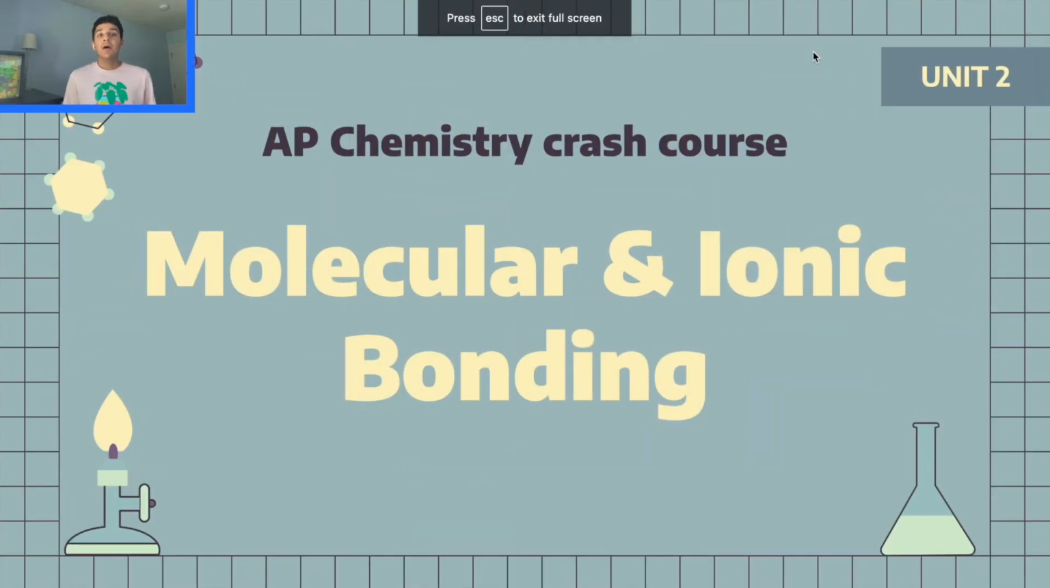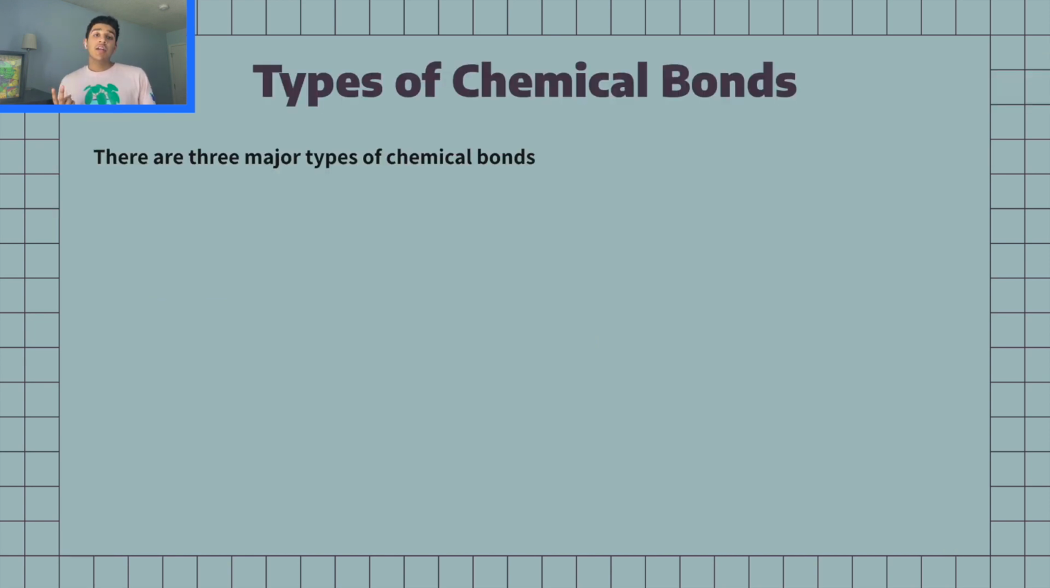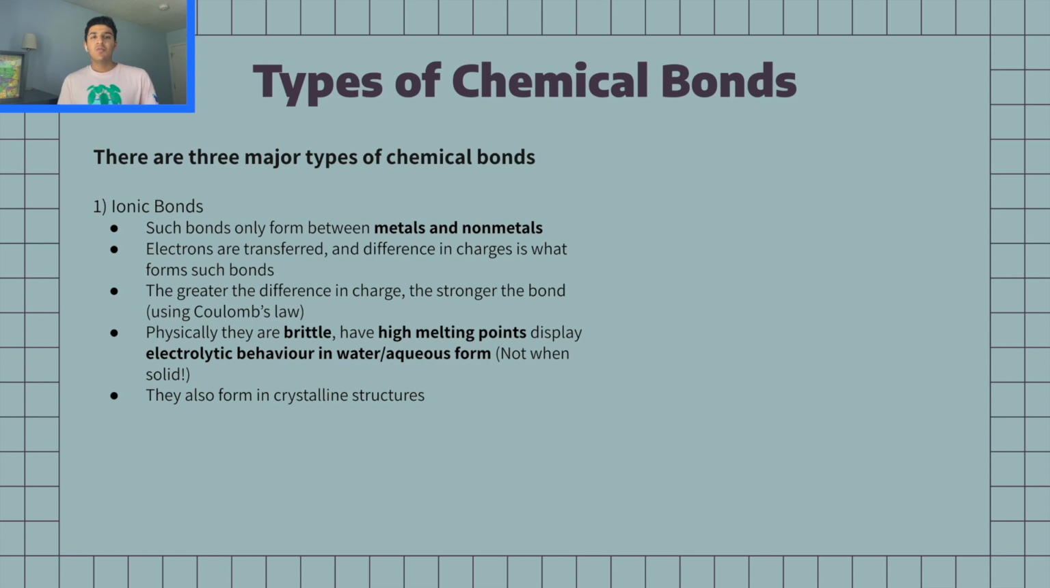Alright guys, so let's start this video by talking about the different types of bonds. So the 3 main types of bonds are ionic, covalent, and metallic bonds. Let's start by looking at ionic bonds. The 2 main traits of ionic bonds are that they form between metals and nonmetals, and also that they involve the transfer of electrons between atoms.